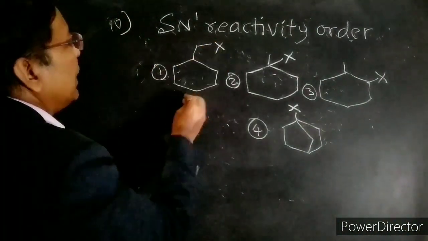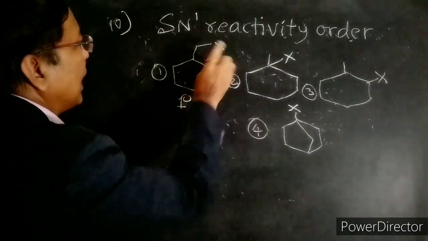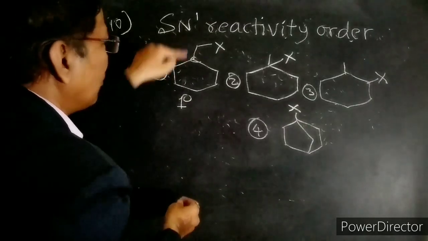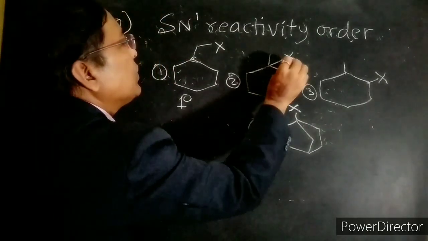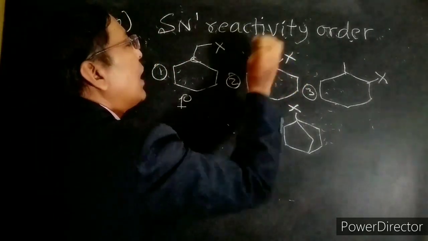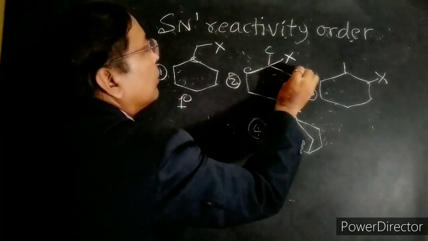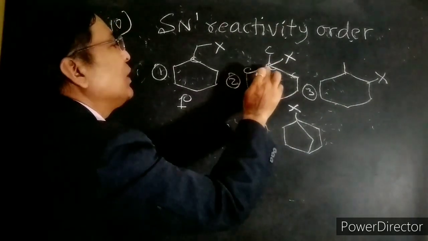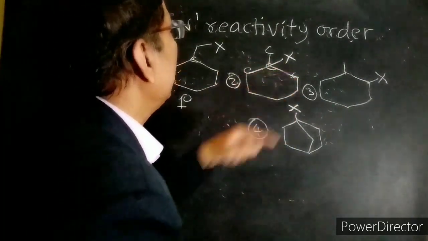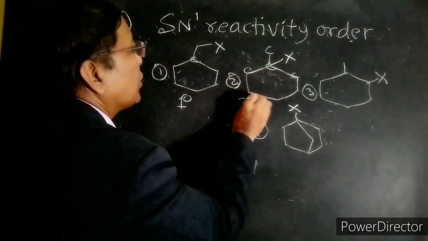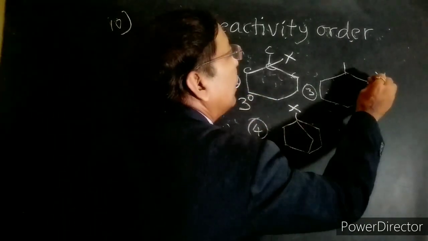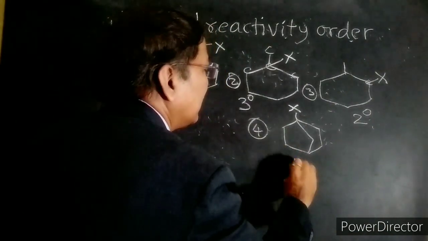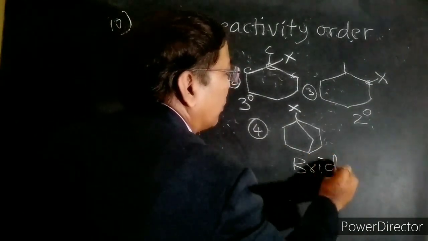This molecule is primary alkyl halide because the halogen atom is attached to a carbon which is attached to one more carbon. Therefore, this is primary alkyl halide. Here if you see this halogen atom, it is attached to 1, 2, 3. That is, this halogen atom is attached to a tertiary carbon atom. Therefore, this is tertiary alkyl halide, and this carbon is secondary. Therefore, this is secondary alkyl halide, and this is bridge molecule.